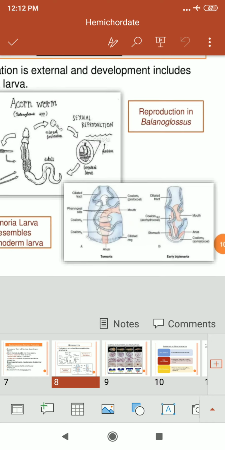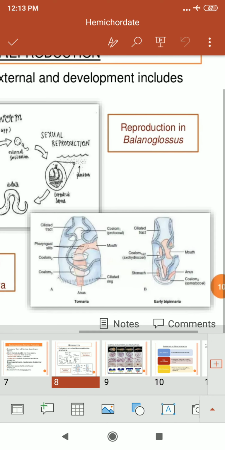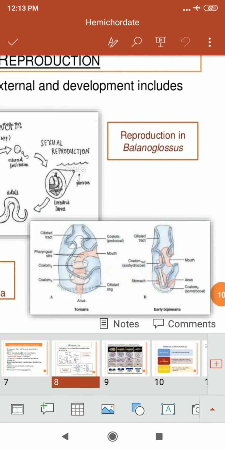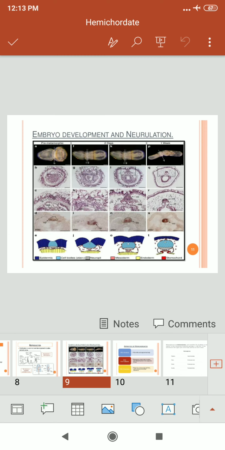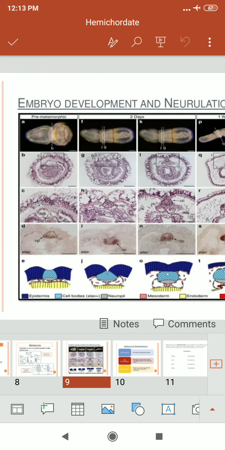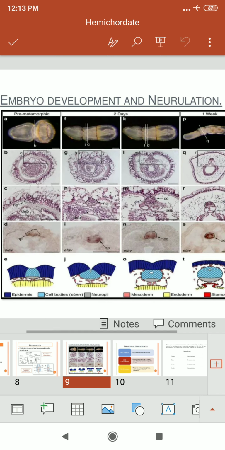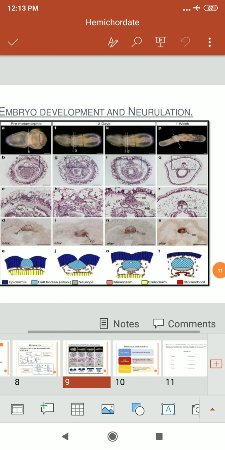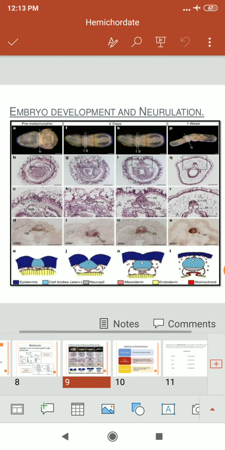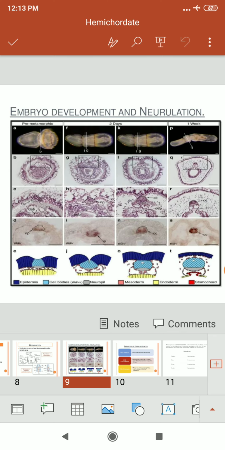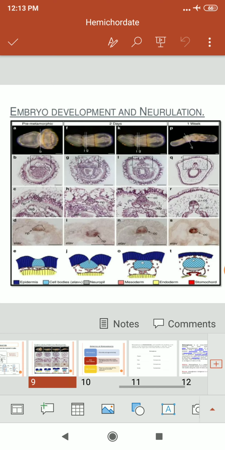You can see the Tornaria and early Binaria larva. You can see the embryo development and neurulation, how it looks, and the pre-metamorphic animal at 1 week 2 days, how the species looks, the embryonic development of the species after reproduction.